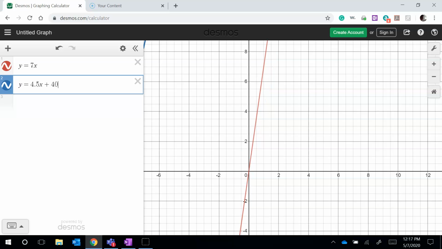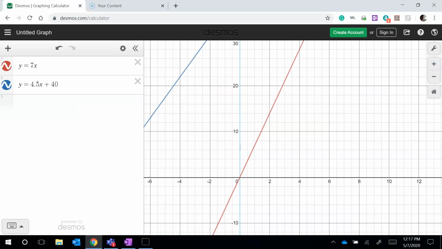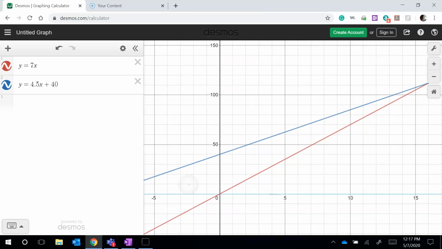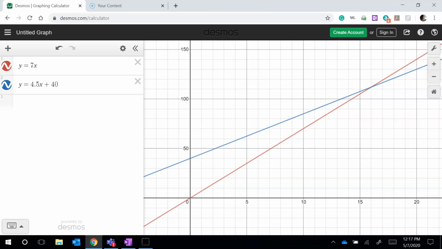If I graph this, they're going totally off of the screen, so I need to change my axes. I'm going to pinch the y-axis here so that it shows what's going on, and same thing with the x-axis. You can do the standard zoom in and out, but it's not going to work super well. The red is the dad. He's starting at 0, 0. At 0 seconds he takes off. The kid is at 40 meters already, and we're trying to figure out where they meet.